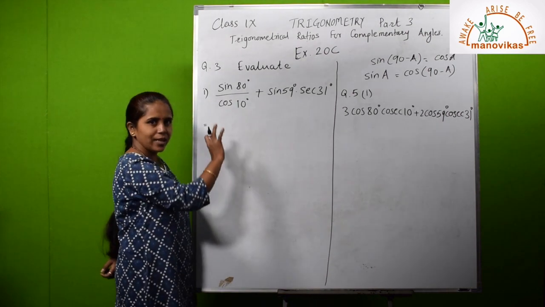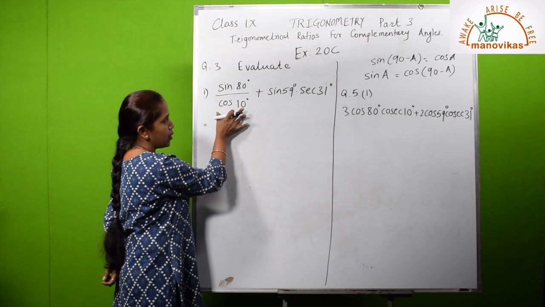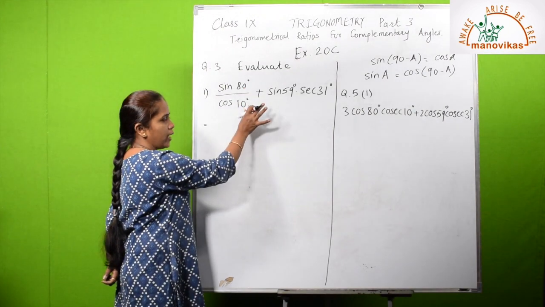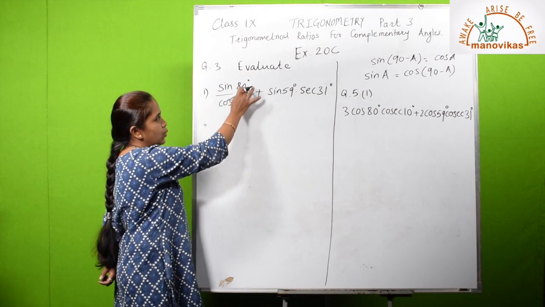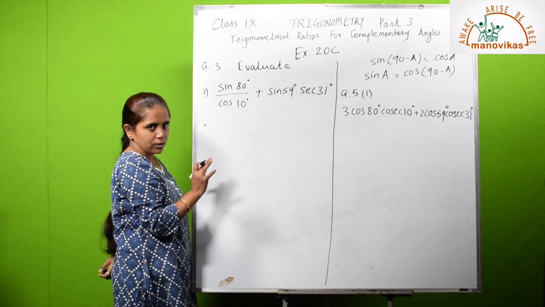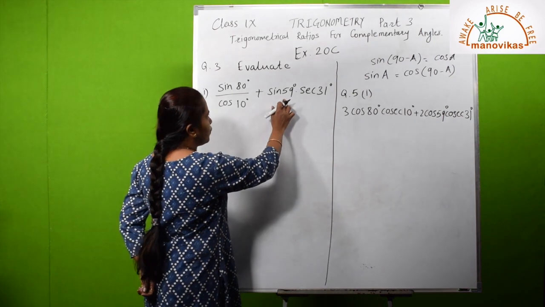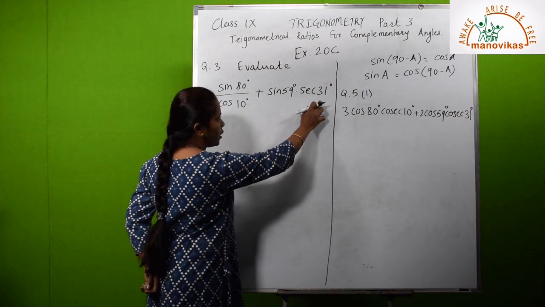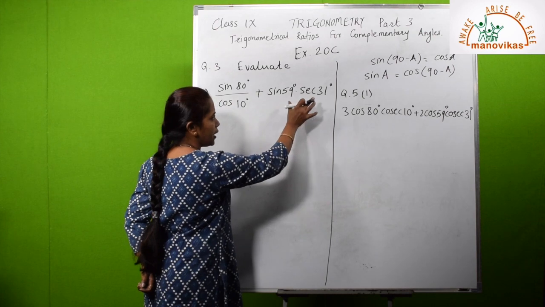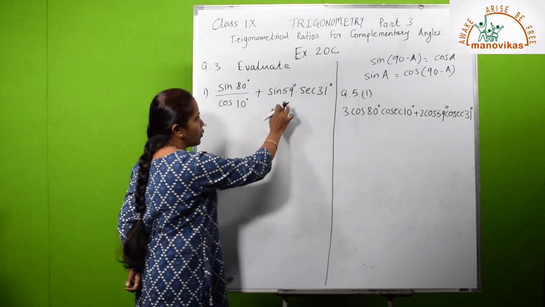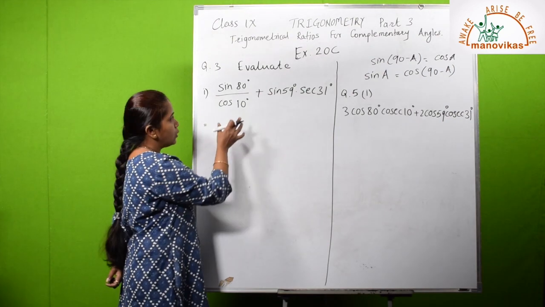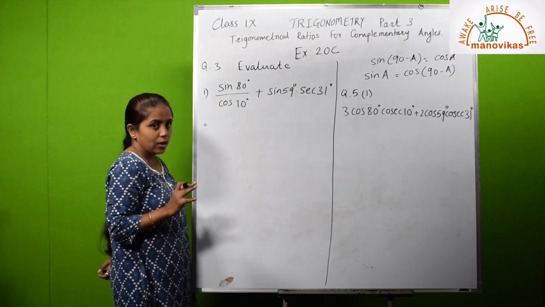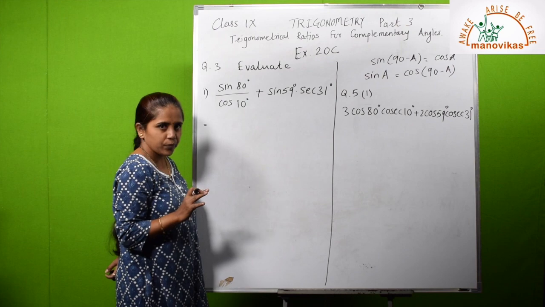Okay, now there are many angles, but in the first term, if you see, two angles 80 and 10 degree, the sum of these two is 90, so these two are complementary angles. In the second term, 59 and 31, again if you add them you will get the 90 degree angle. So 59 and 31 are complementary angles. So here for the two terms we have to use two different ratios.